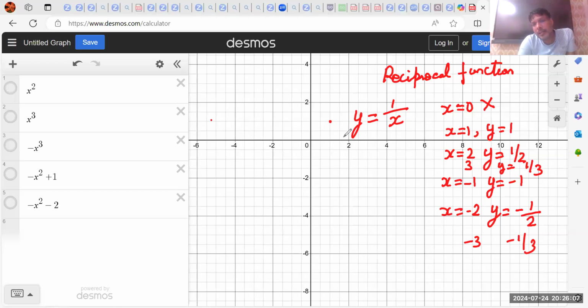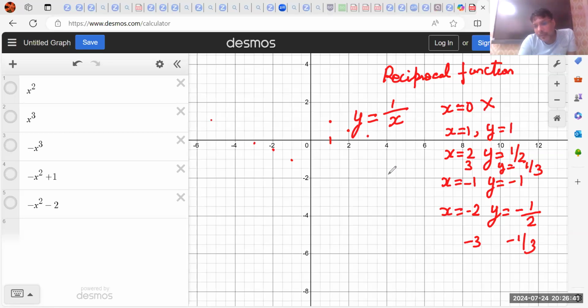What will happen at 2, guys? This is 1, this is 1. So at 2, the value of my function will be 1 by 2. At 3, the value of the function will be further lower. So if I take x equal to -1, y equal to -1. X equal to -2, y will be equal to -half. X equal to -3, y will be equal to -1 by 3.